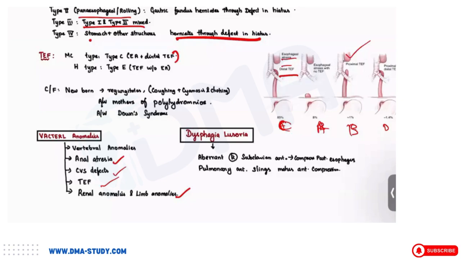What are the VACTERL anomalies? Vertebral anomalies, anal atresia, cardiac defects, tracheoesophageal defects, renal anomalies and limb anomalies.